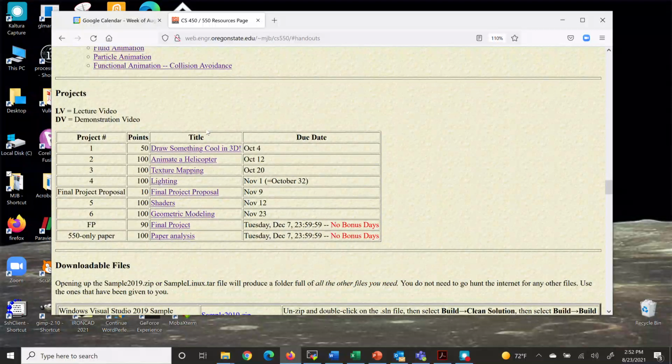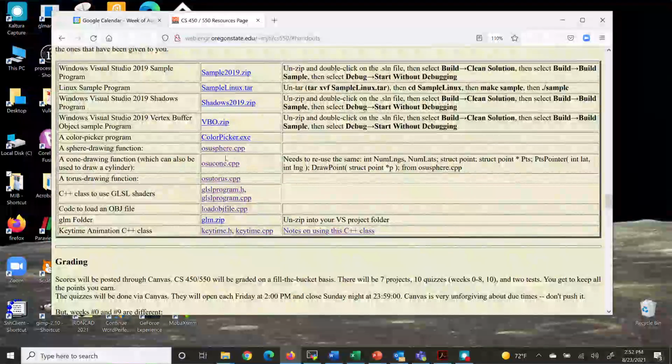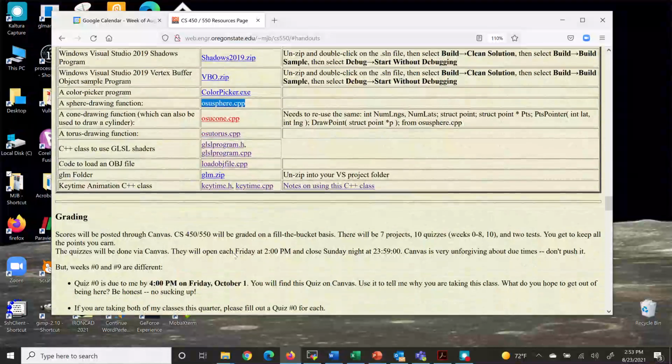Demonstration videos. Some things are just easier to show on video than live. Zoom videos do tend to slow down some. Here are the projects. These are not exact yet. Again, I'm making this video in August. They will be exact by the time the quarter starts, but you can look at them anytime. Downloadable files: if you want to draw a sphere, here's some code to do that. Or a torus. This is for shaders. This is for OBJ files. All of these things will make more sense when we get to them.